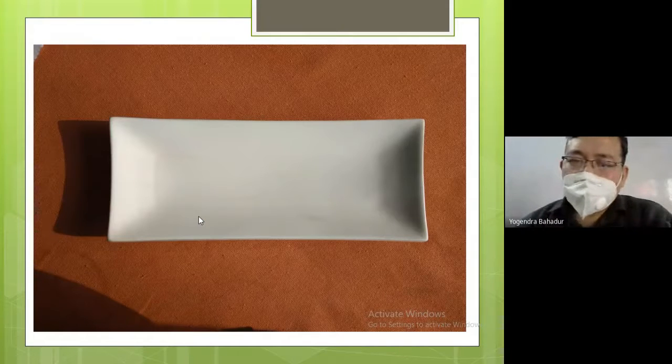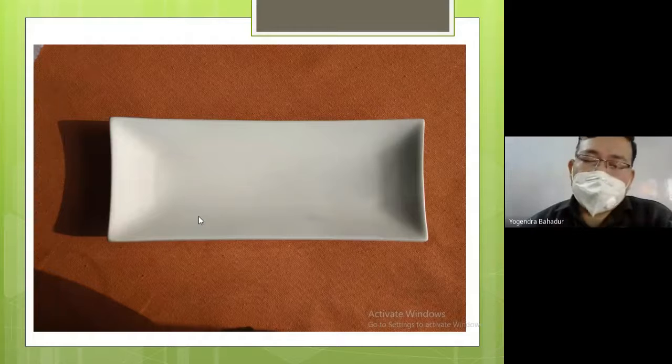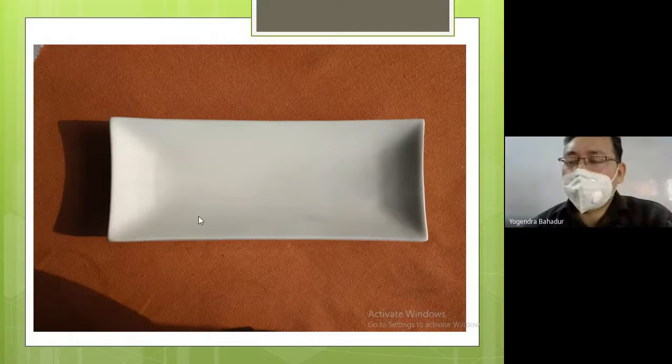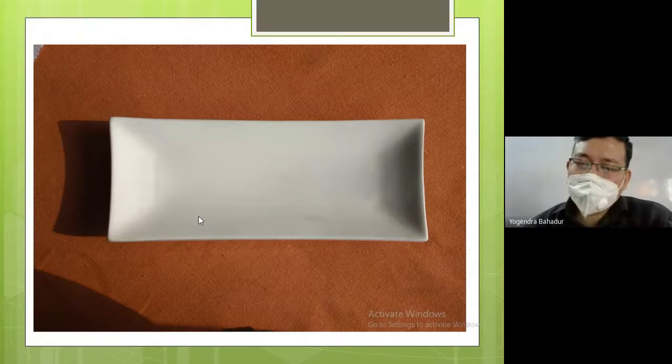This is a kind of rectangular platter. It is again made up of bone china, or ceramic only, and it is a platter which is used in order to serve the starter.